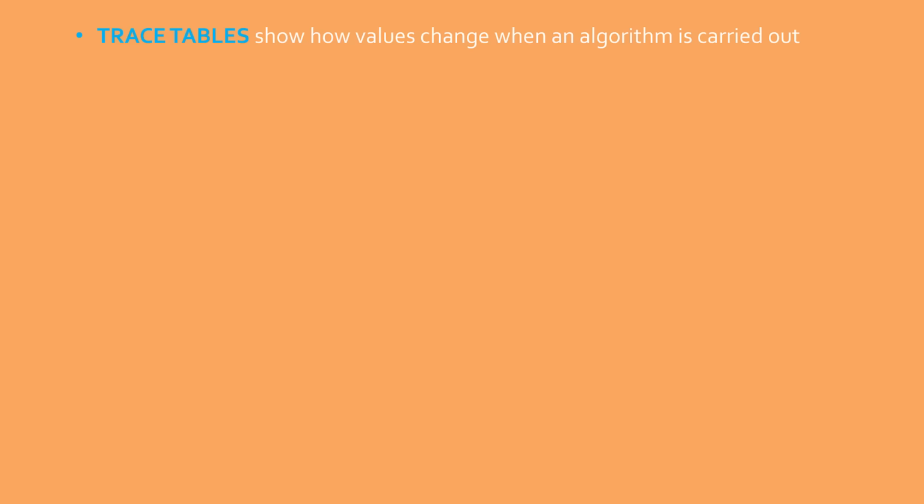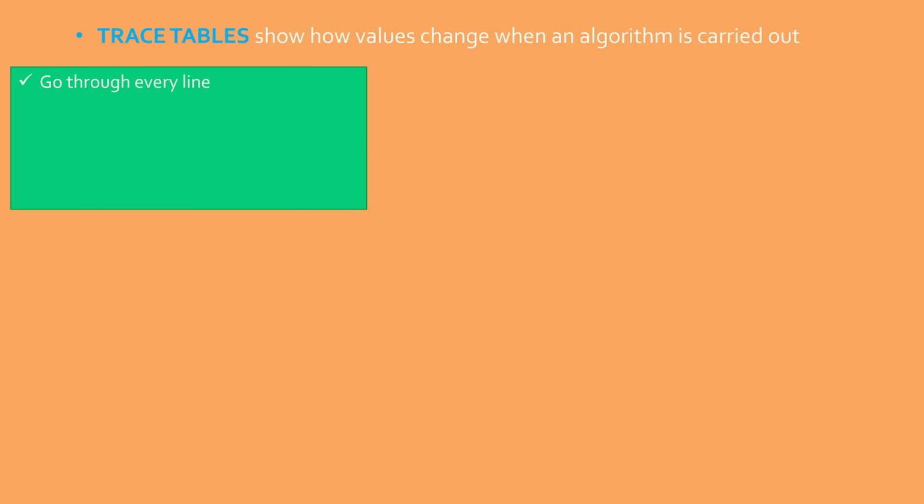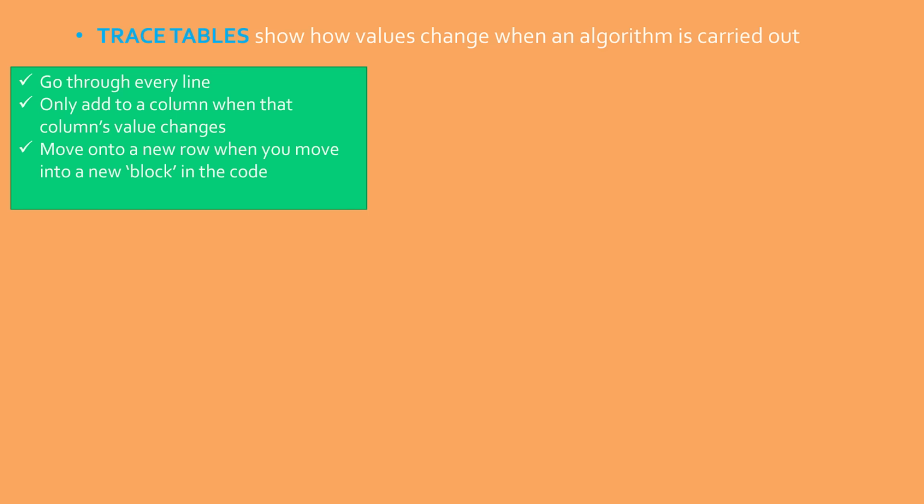Trace tables are there to show how values change when an algorithm is carried out. Importantly, you've got to go through every line, so you're tracing through the code line by line. Do not jump ahead, do not guess what it's doing, and only add to a column when that column's value changes. When you move on to a new row in your trace table, do that when you move into a new block in the code. A row in a trace table does not correspond to a line of code. You might have 4 lines of code represented in one row in a trace table. So don't worry about gaps. Gaps are perfectly fine. And if you have got very few gaps, that's also often fine as well.